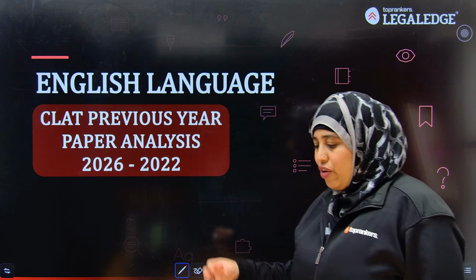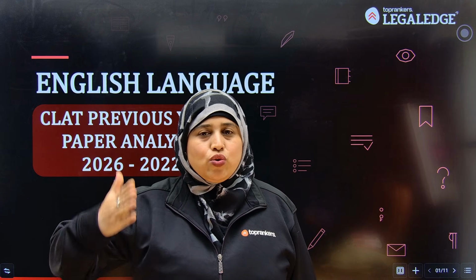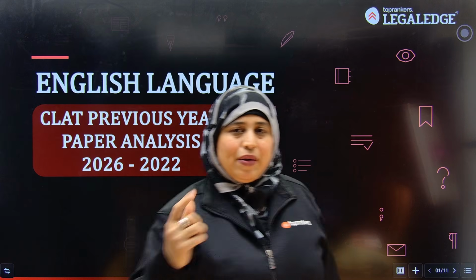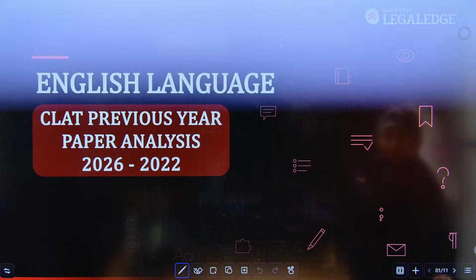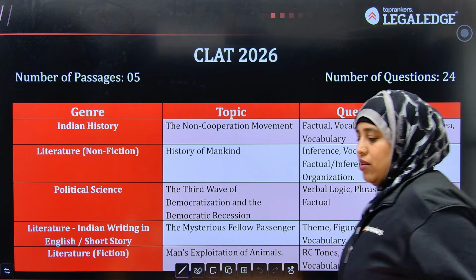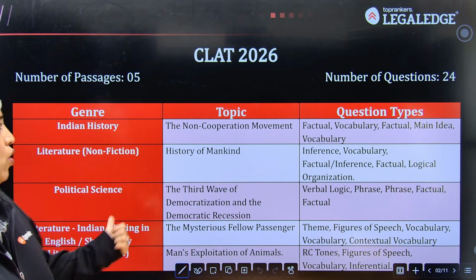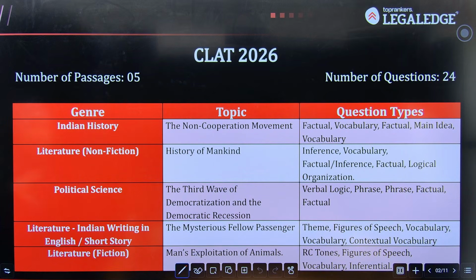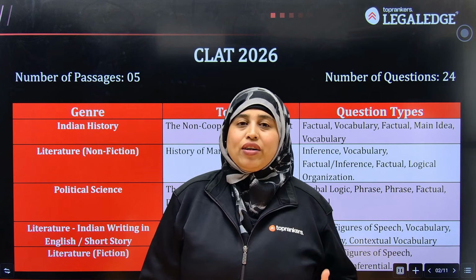So I am going to give you the analysis of the last 5 years, starting from 2022 to 2026, and I'll begin with the recent one. So let's go ahead with this, students. In CLAT 2026, we got 6 passages and the number of questions was 24. Now you can see, students, as I keep mentioning, literature is the most important genre.